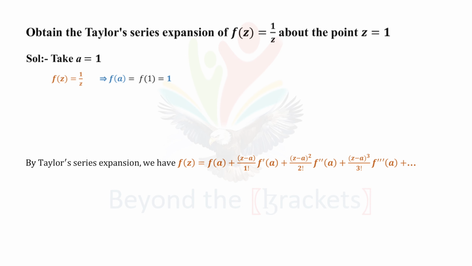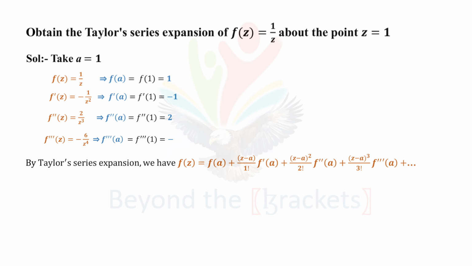Now differentiating f of z with respect to z, f dash of z will be minus 1 by z square. So f dash of a at a equal to 1 will be minus 1. Differentiating again, f double dash of z will be 2 by z cube. So f double dash of a for a equal to 1 will be 2. Differentiating again, f triple dash of z will be minus 6 by z power 4. So f triple dash of a at a equal to 1 will be minus 6.